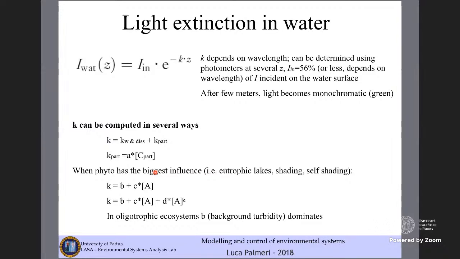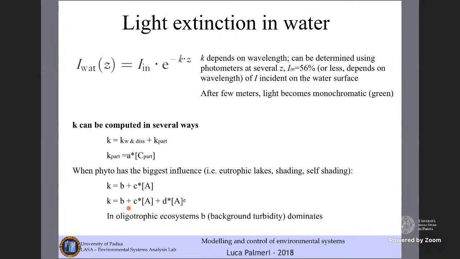In this case, you may make K depend on, for example, the concentration of algae in different ways. This is the first, linear, and this is the second, a non-linear dependence of K on the concentration of algae. B is in general the background turbidity. In oligotrophic systems, so systems in which we do not have a dystrophic condition, not too many nutrients, normally the background turbidity is what dominates.